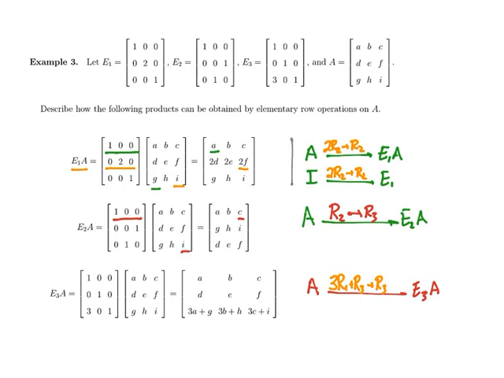What I want you to take a look at is, again, that this row operation that we take to get from A to E1A is the same operation we use to get from I to E1. And this elementary matrix encodes the information about that row operation in some way, and again will be the building blocks of our inverse.